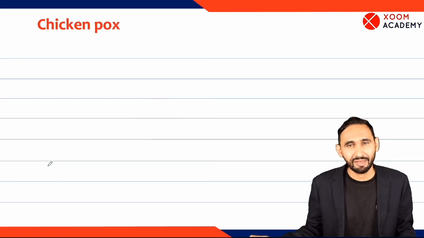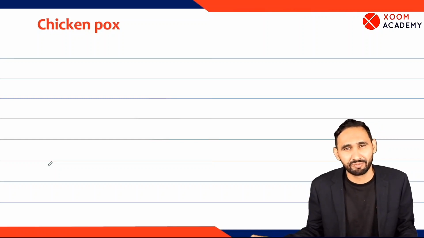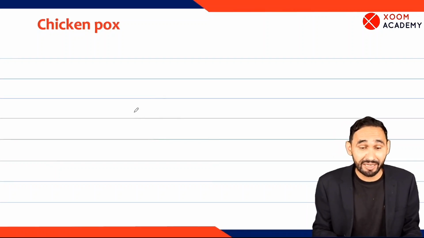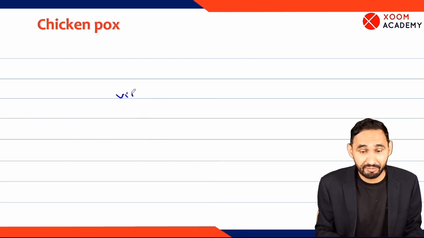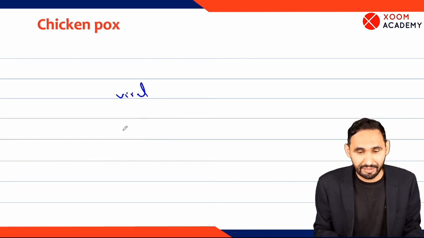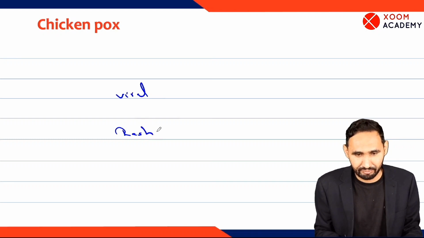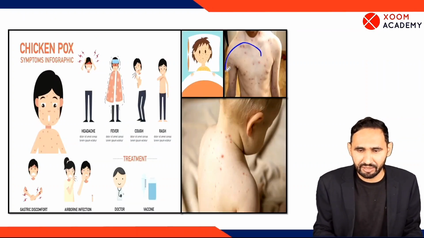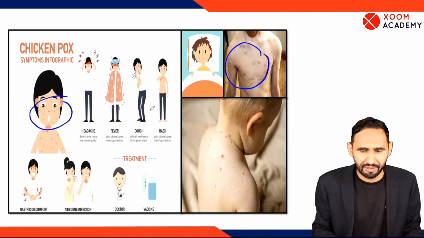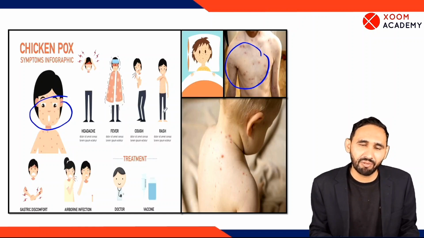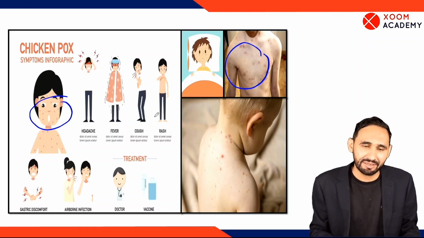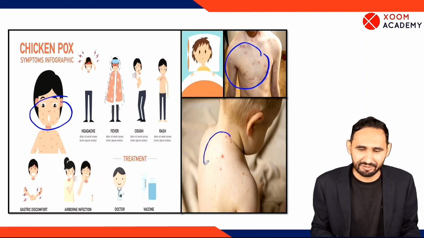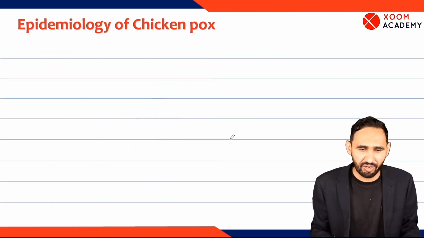Now, we'll discuss chickenpox. Chickenpox is a viral disease that spreads through rash. You can see the rash of chickenpox appears on the trunk, then it spreads to the face. The difference between the rash of chickenpox and measles is the size of the rash. The rash of chickenpox is larger. It appears on the whole body.